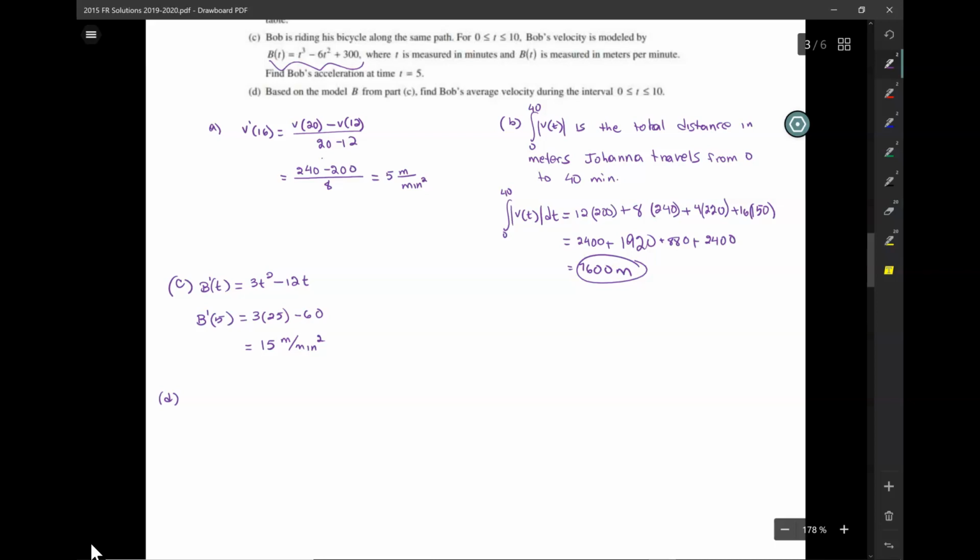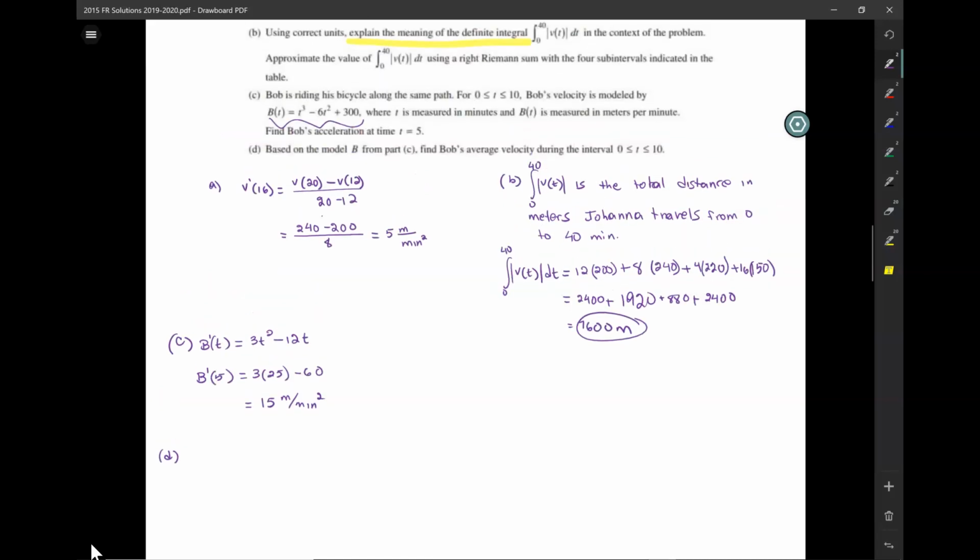D. Based on the model B from part C, find Bob's average velocity during the time interval. So now look at this. This is already the velocity. You want the average of this. That's the average value integral. Right? So yes, so average velocity is 1 over 10 integral from 0 to 10.